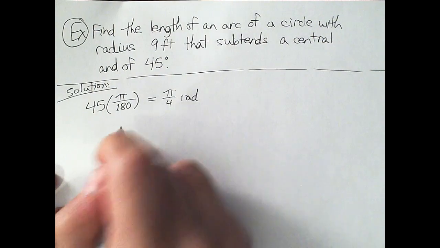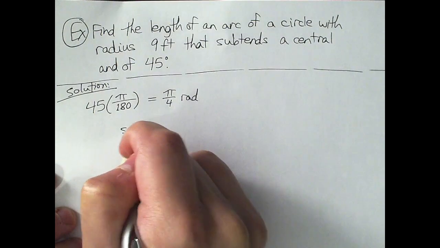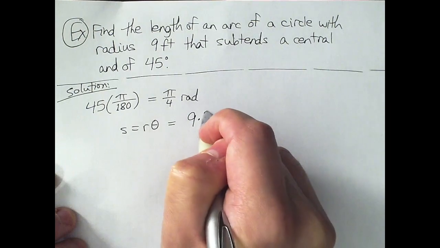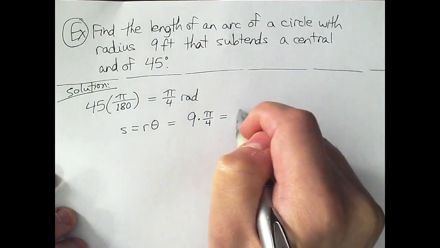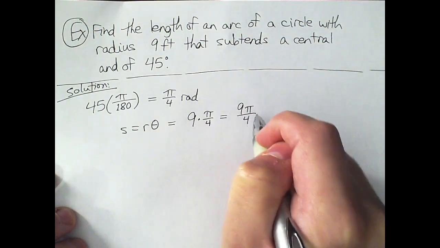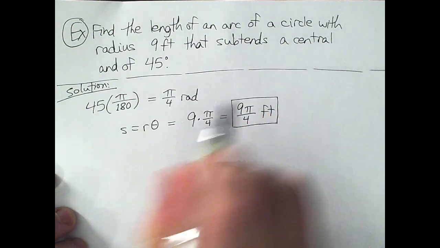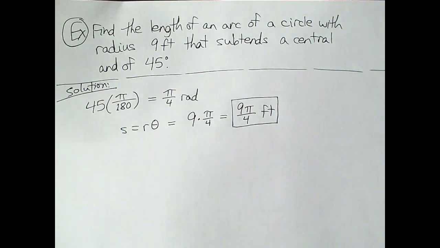So the formula that I want to use, we're trying to find the length of the arc. So we're trying to find s, and the formula is s equals r theta. It's just going to be 9 times pi over 4. Well, what can we call this? I guess we could just say 9 pi over 4, and we'll say feet, because this was measured in feet in the original problem. So what kind of circle could you think of that's 9 feet? It's kind of like, I don't know, a small swimming pool or something. It's a pretty big circle.